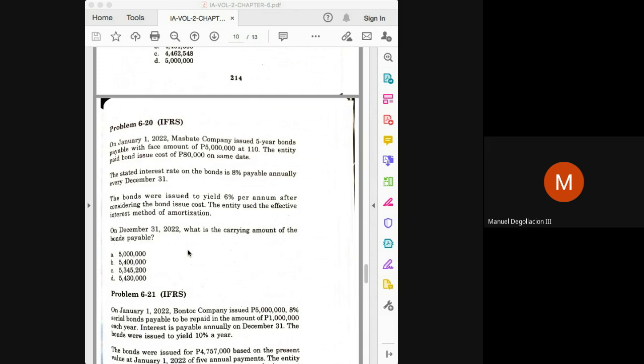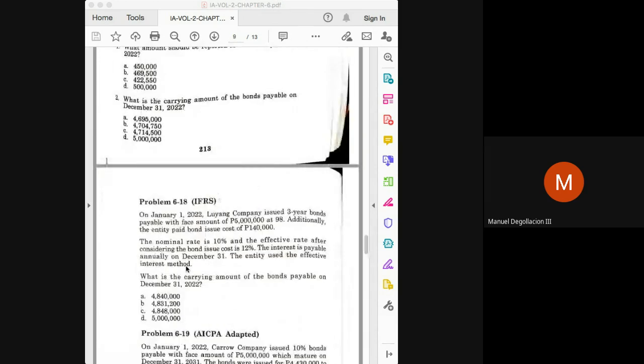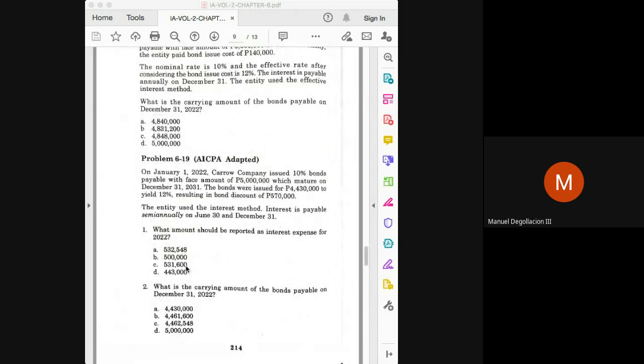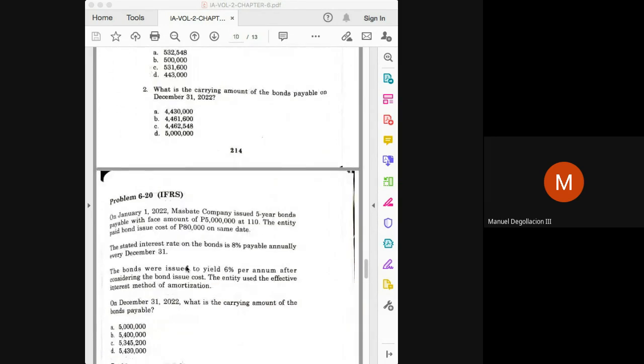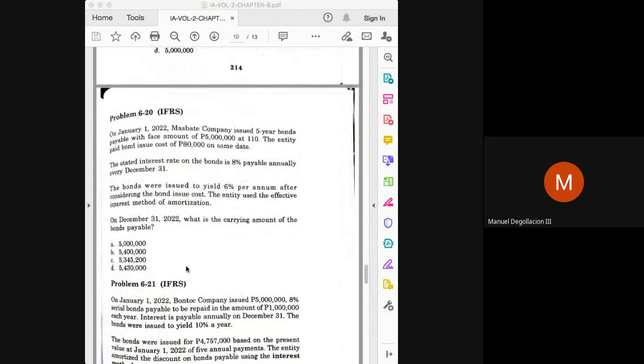The bonds were issued to yield 6% per annum after considering the bond issue cost. The entity used the effective interest method. On December 31, 2022, what is the carrying amount of the bonds payable? As I have already explained in the problem 6-18 class, even though the question is only for the carrying amount, we will have to go through the entire process because we will need the updated premium or discount, we will need the amortization on the premium or discount, and we will need the interest expense to solve for the carrying amount of the bonds payable. Okay.